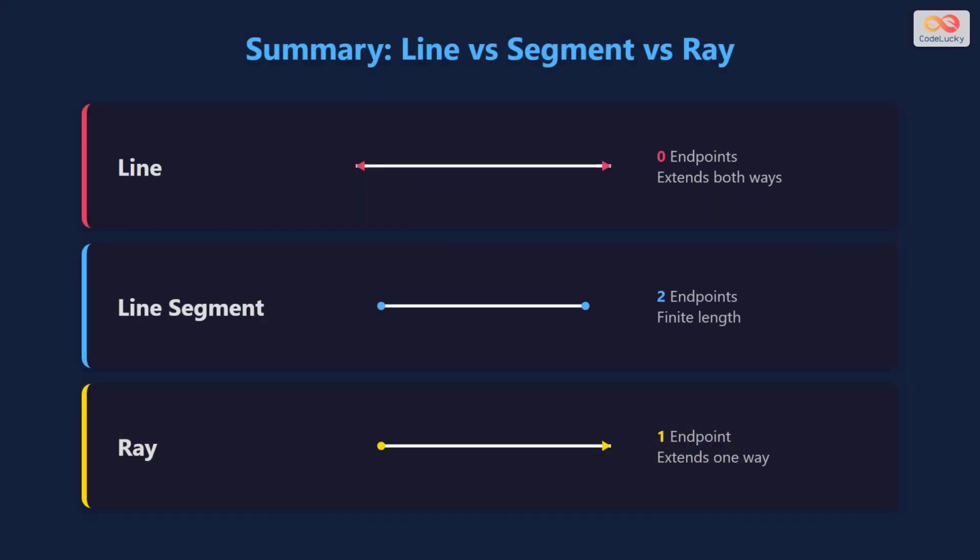Let's review the differences quickly. A line has 0 endpoints and goes forever both ways. A line segment has 2 endpoints and stops on both sides. A ray has 1 endpoint and goes forever in one direction.